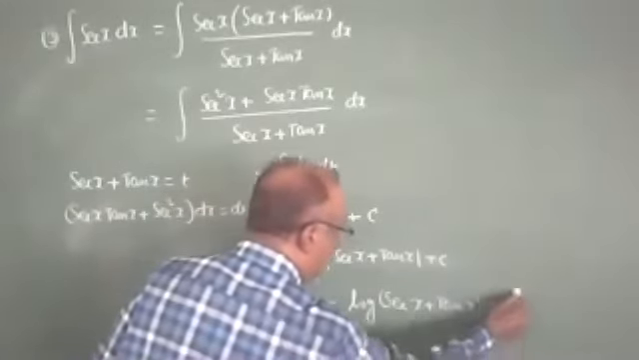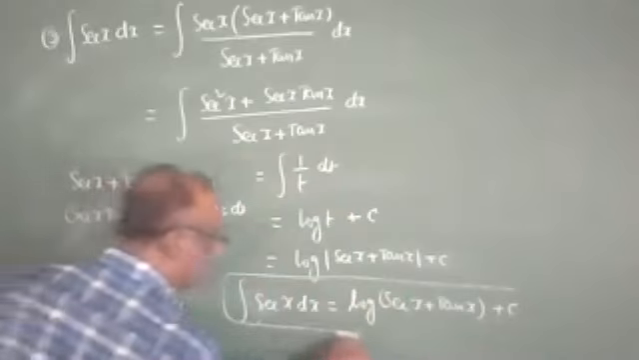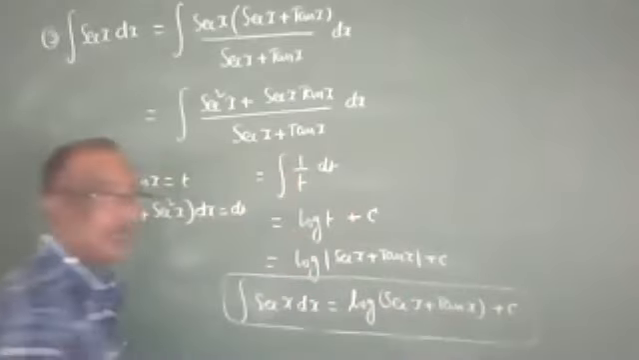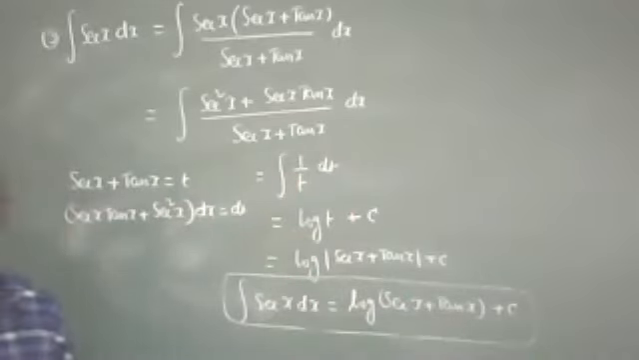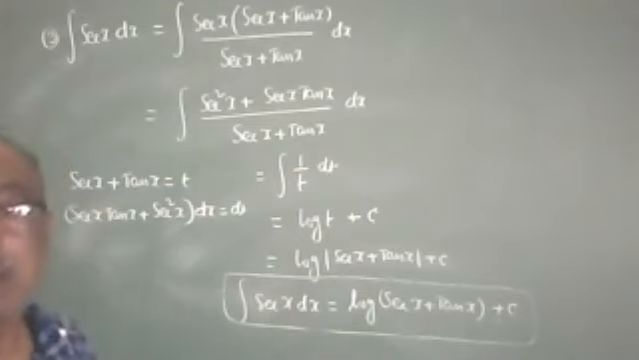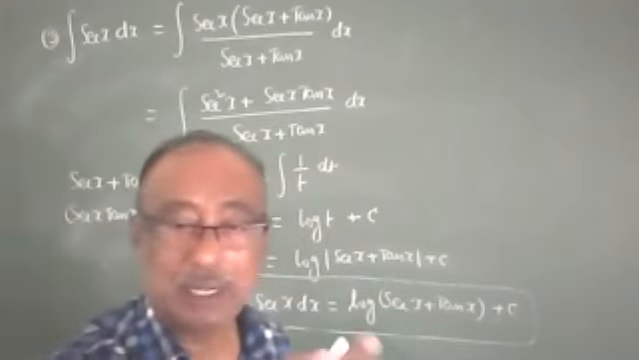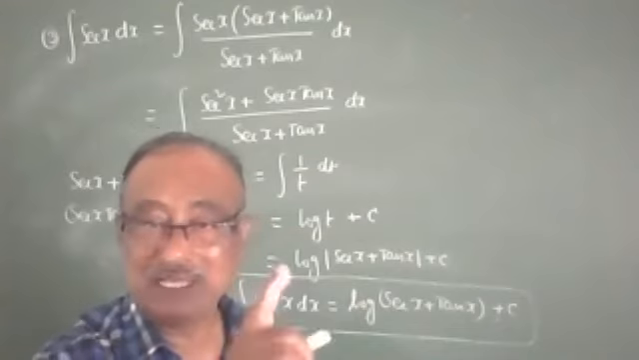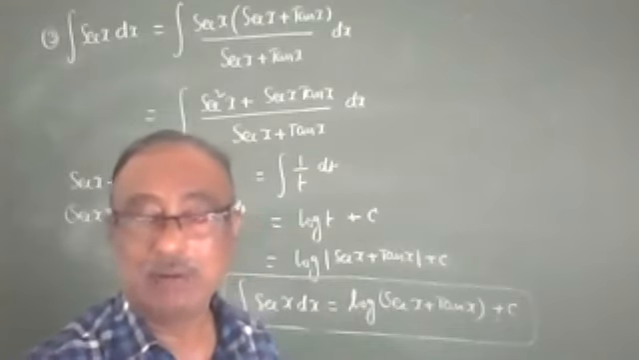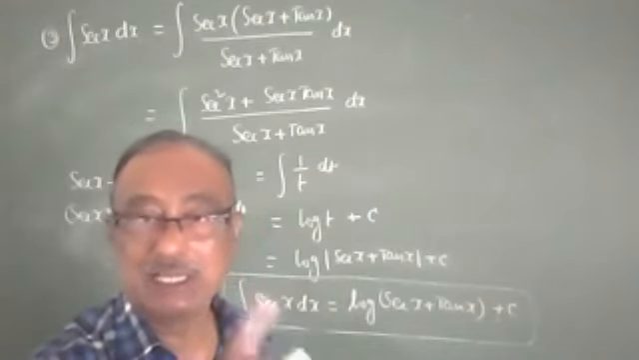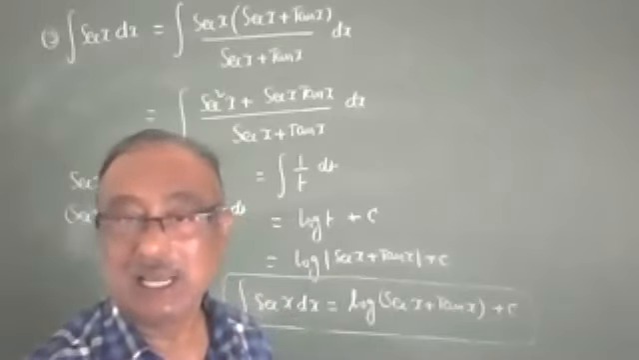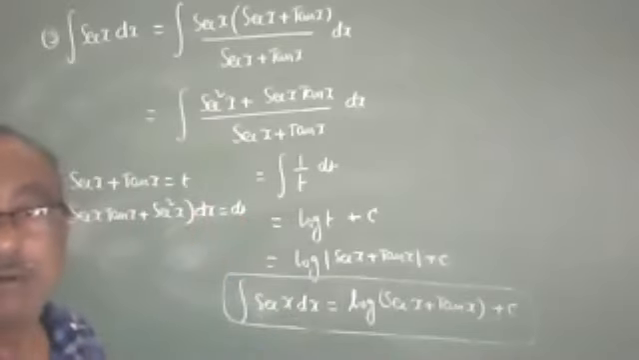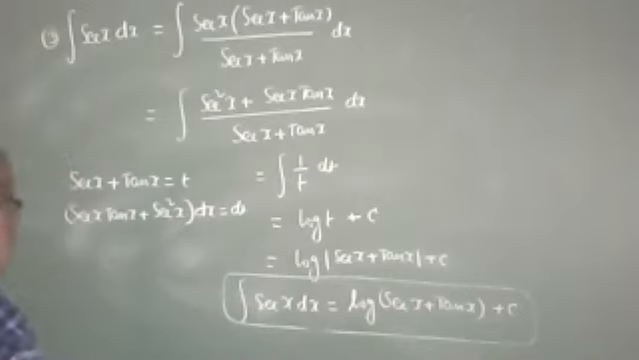Put it in the box. But secant x integration is not by the substitution method; you should follow one separate method, multiplying the numerator and dividing the denominator by the same term. Now what is the same term? It is secant x plus tan x. Is it clear everyone?